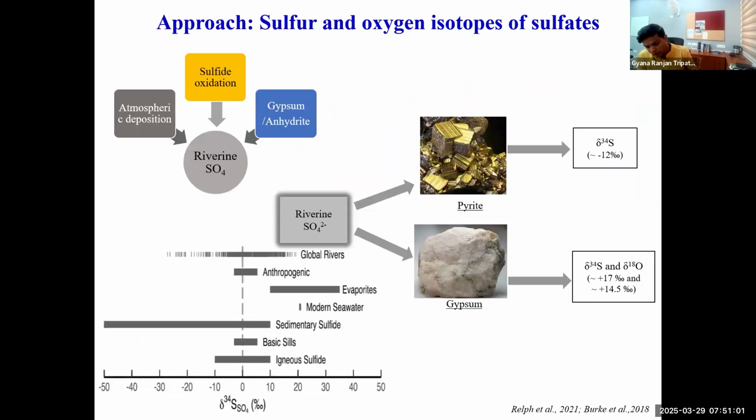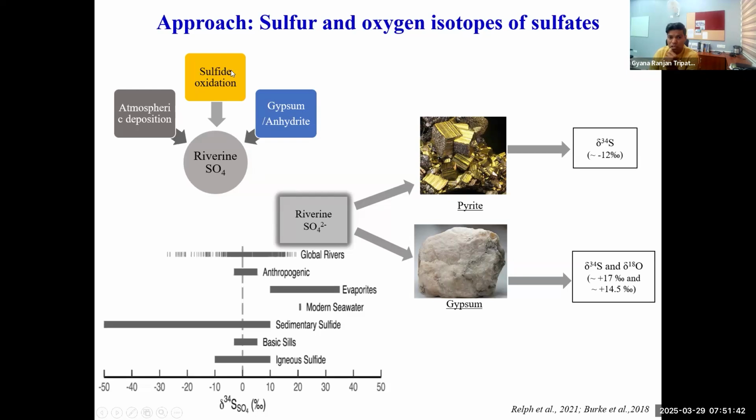So the quantification of sulfide oxidation is a challenging task. The main reason is that the only effect or only memory of this pyrite oxidation is retained in the riverine sulfate data. Once you find the dissolved sulfate in a river, this sulfate can come from multiple sources. It can come from atmospheric deposition, it can come from anthropogenic sources, it can come from hot springs. In addition, it can come from sulfide oxidation, pyrite oxidation, or many of the other sulfide minerals may oxidize to provide sulfate to the river, or gypsum can also supply sulfate.